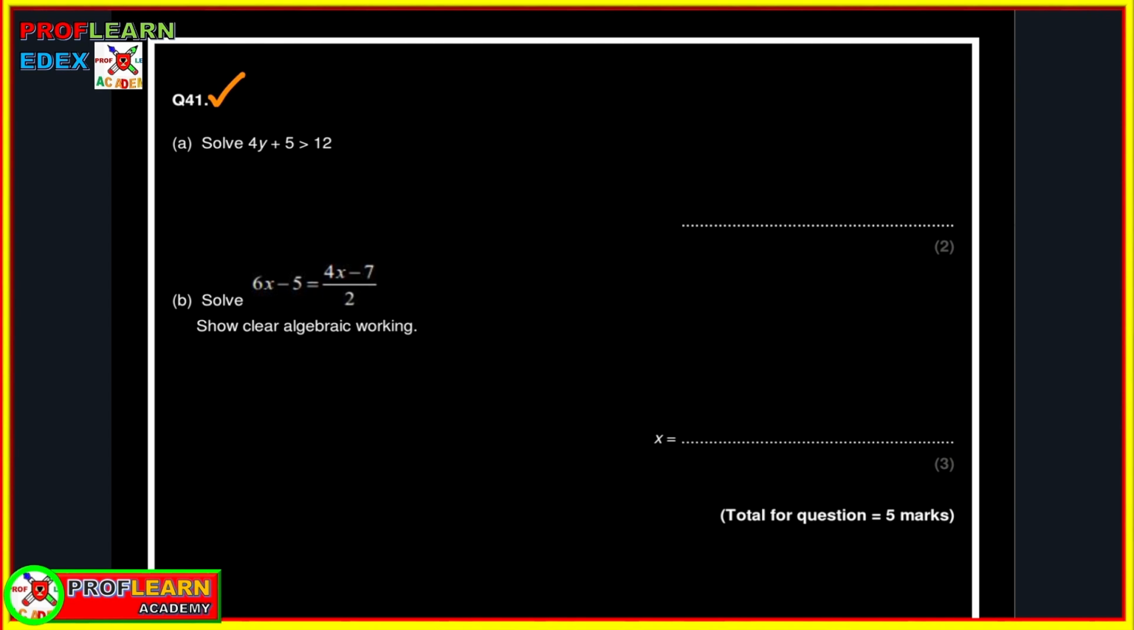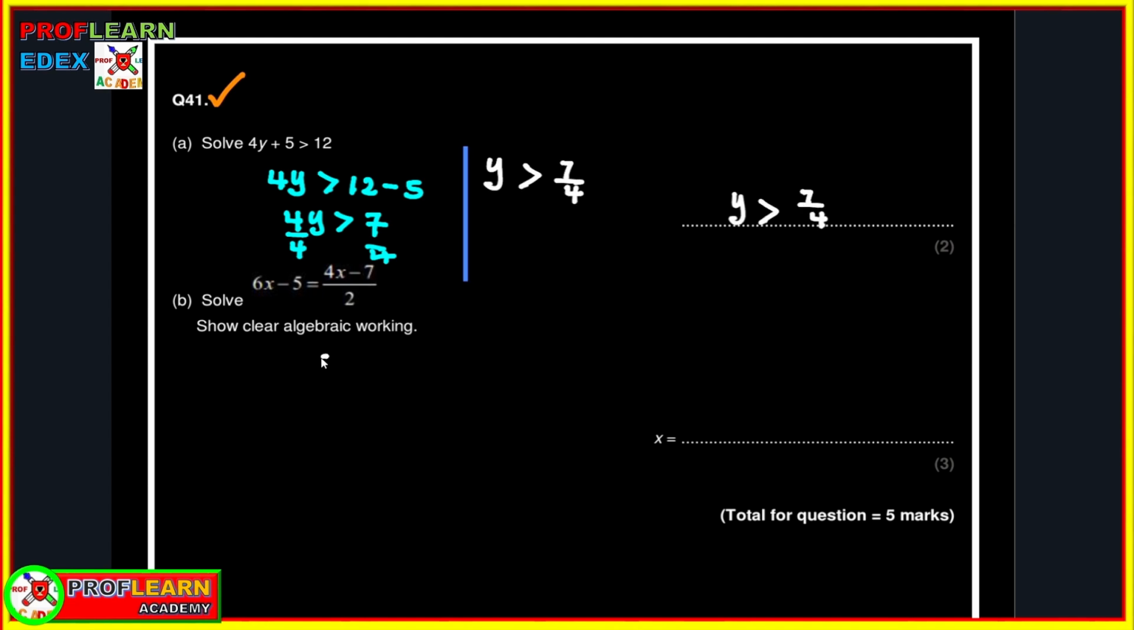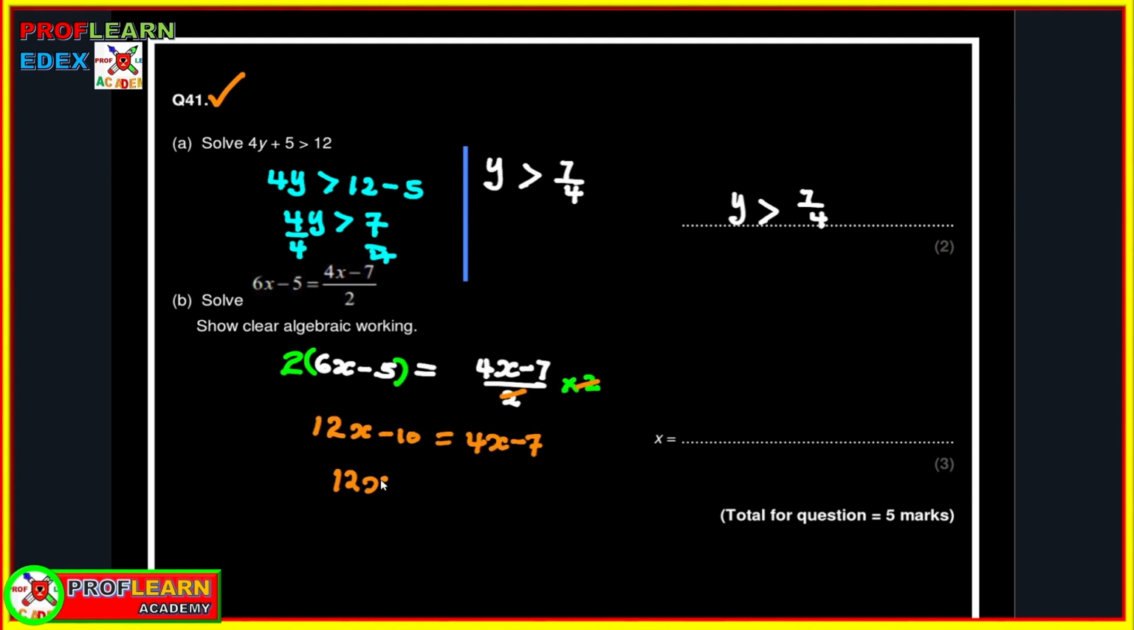All right, so if you're given a question to do with inequality like this, you are going to treat that inequality as an equal sign. So we shall start by taking 5 to the other side of the equal sign, which will leave us with 4y, and then we can divide by 4 both sides, and the answer becomes that. We can leave it as a fraction like that. And here we're going to multiply all through by 2 so that we can get rid of the fraction. Open the bracket, pull the like terms together, and then we can now solve for x. Divide by 8, and that becomes our answer like that.